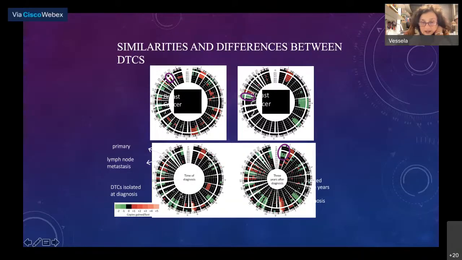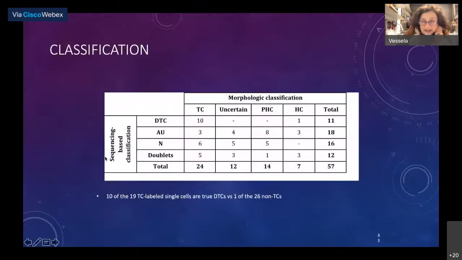So we could go back and see how many morphologically classified disseminated tumor cells did really show to be tumor cells and how many not. And it was about half. Of the 24 attempted tumor cells, we could only confirm 10 that they were real. The rest were uncertain or were shown to be clearly hematopoietic cells.